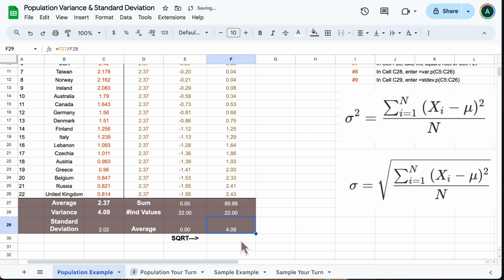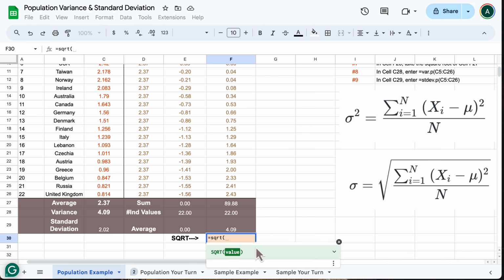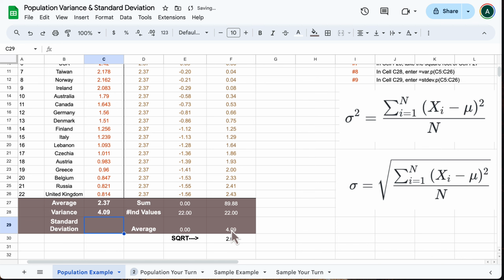In the last video, we demonstrated that the population variance was 4.09. To calculate the square root, we'll get to STDEV in a moment. I'm going to take the square root of the population variance, and therefore the population sigma, the population standard deviation, is 2.02.